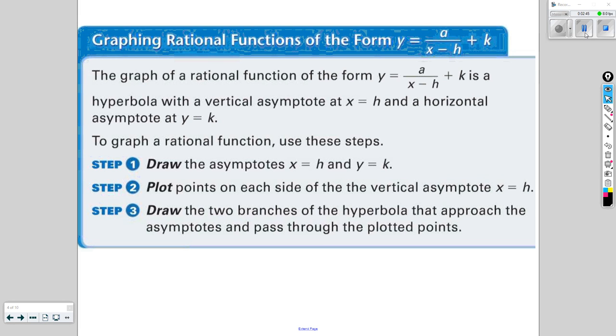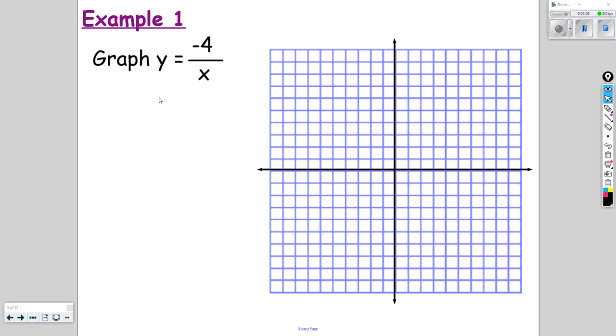To graph a rational function, we're going to use these steps. We're going to first draw the asymptotes. Okay, those are those boundary lines that we can never cross. Step 2, we're going to plot points on each side of the vertical asymptote, and then we're going to draw the two branches that approach the asymptotes and pass through the plotted points. All right, so let's get into our first example.